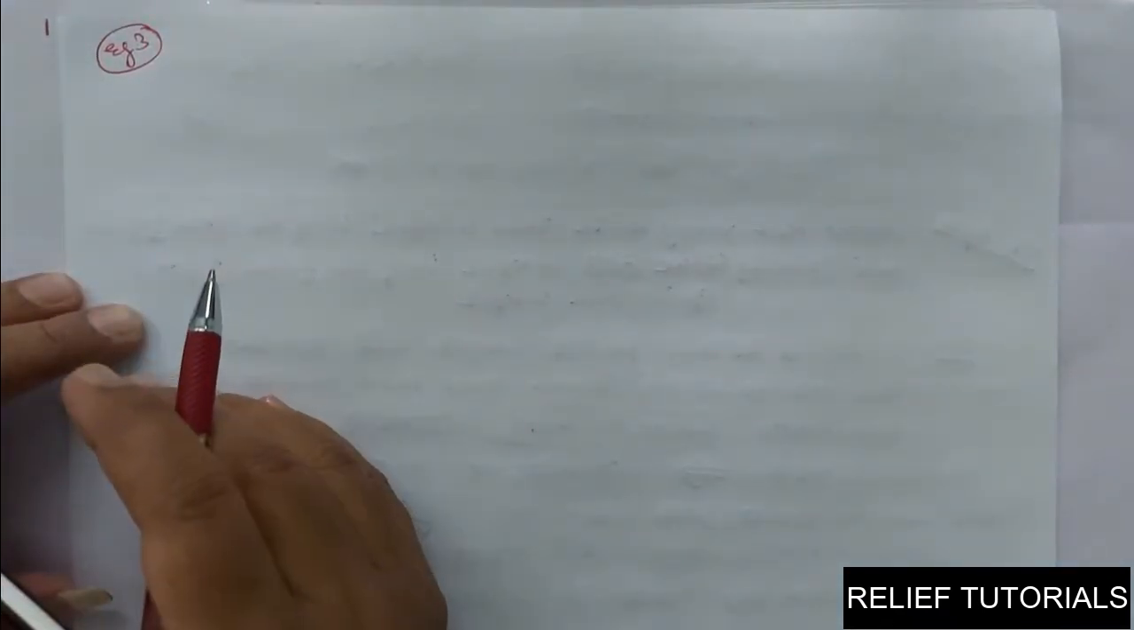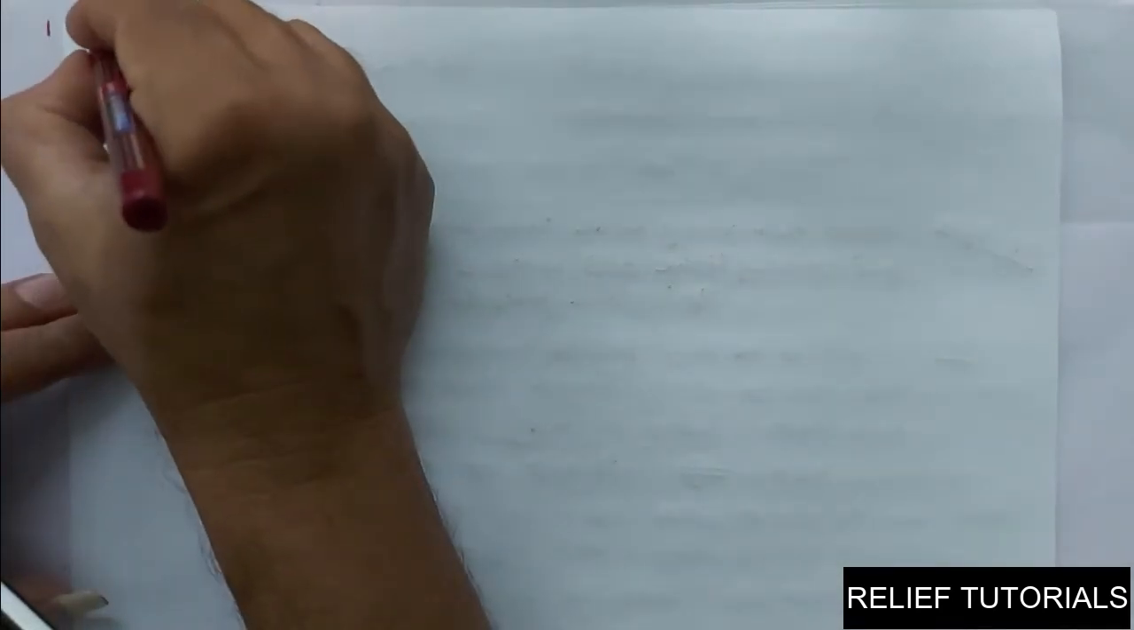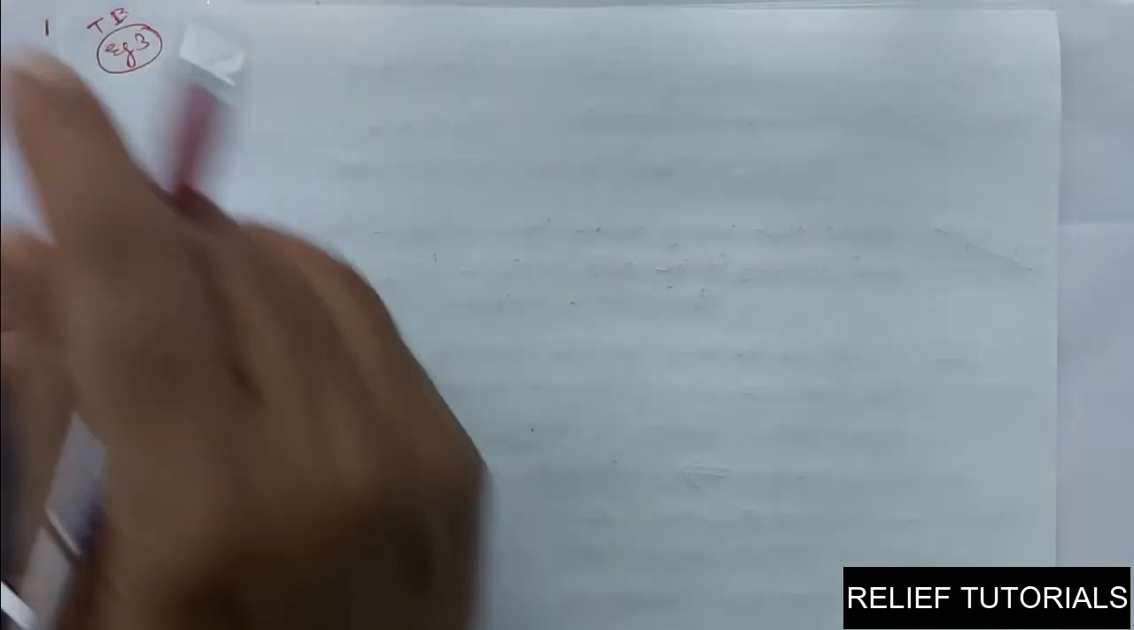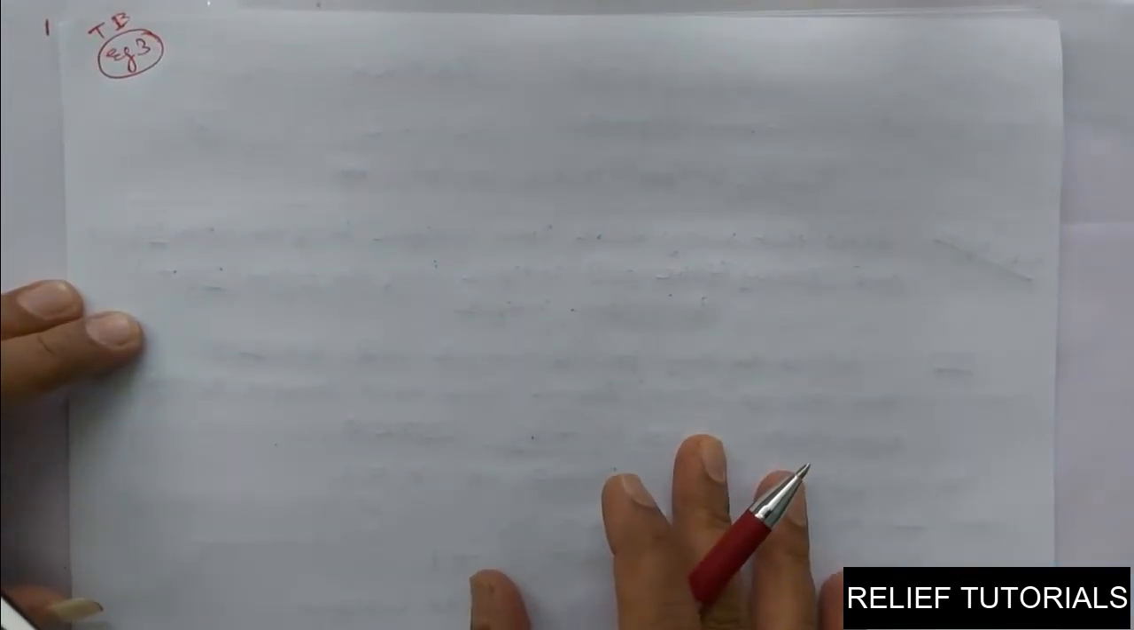Okay. Now we have done example 2 from the textbook. Clear? Now we will see example 3. Textbook example 3. What is given?